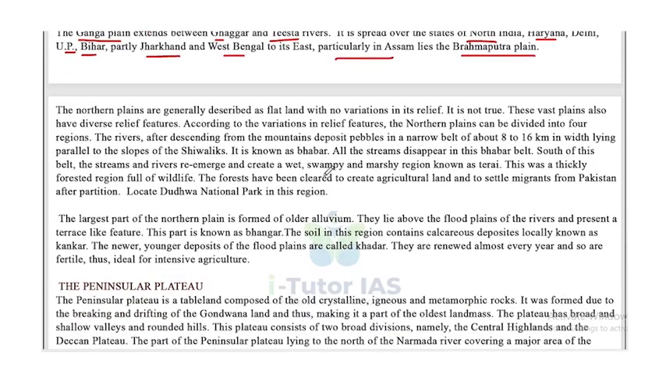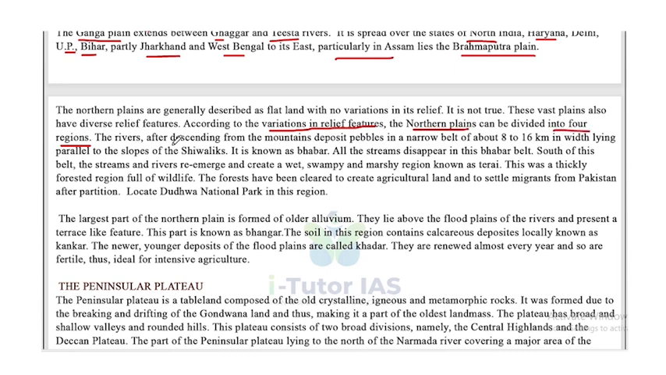Now, the northern plains are generally described as flat land with no variations in relief. We all assume that the northern plain is generally flat land, but this is not true. These vast plains also have diverse relief features. According to the variations in relief features, the northern plains can be divided into four regions.